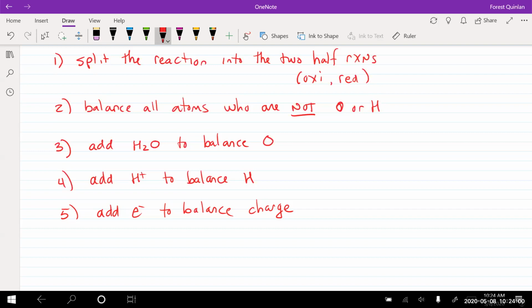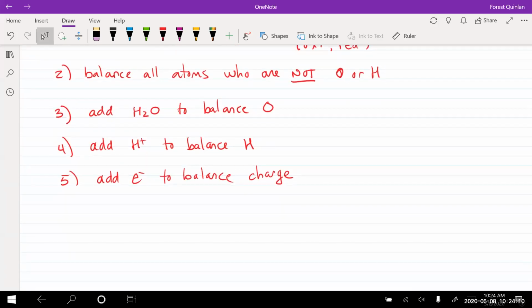And so what we do here at the end, though, is after we split them up apart, we're going to recombine them back into the overall reaction. So 6. Multiply the half reactions in such a way that the electrons will cancel out. Then add the reactions together to rebuild the overall reaction.